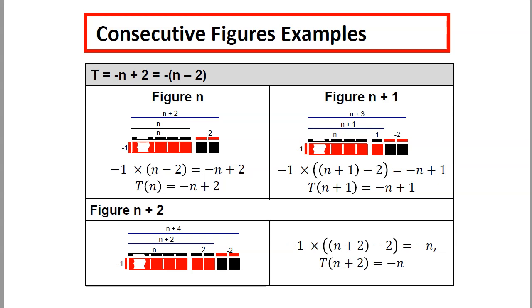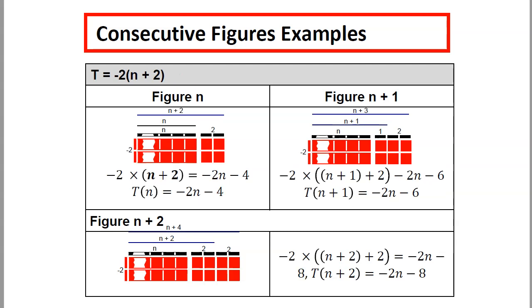For figure n plus 1, again the red strip grows by 1 red tile, and the edge pieces are just keeping track of the signs. And then we still have our 2 black tiles. And then in figure n plus 2, the red n strip grows by 2 red tiles, and we still have our 2 black tiles. Then combining all of these, we have negative 2 times n plus 2.